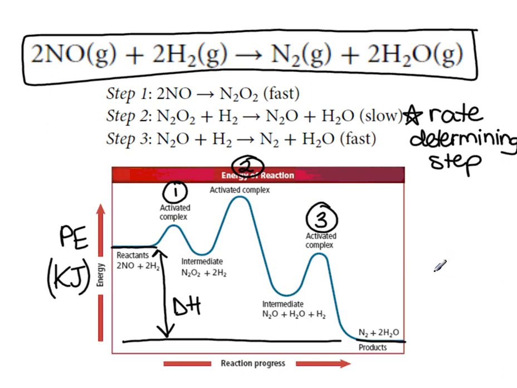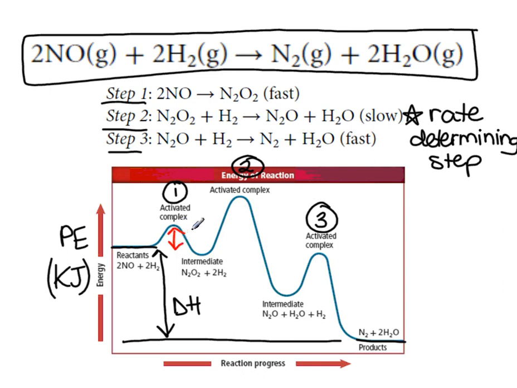Guess what? Each one of the hills matches up with one of the steps. Step 1 up here matches with hill number 1. Step 2 matches with hill 2, and step 3 matches with hill 3. So how can we use that to figure out what's fast and slow? Well, let's take a look.